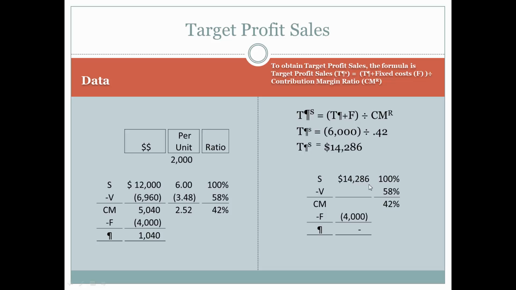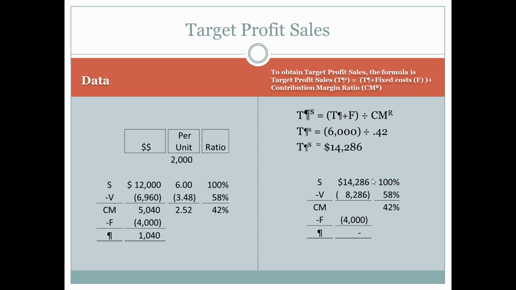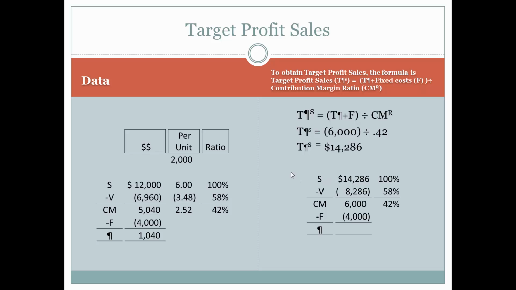Now our variable expenses is a portion of sales, and so we're saying that this is a stable relationship. Therefore, 58% of our sales should be the same amount that we should have as variable expenses. So 58% of $14,286 is $8,286, which when subtracted from the $14,286 will give us a contribution margin of $6,000, from which we will deduct the fixed expenses, and this will give us a $2,000 profit.